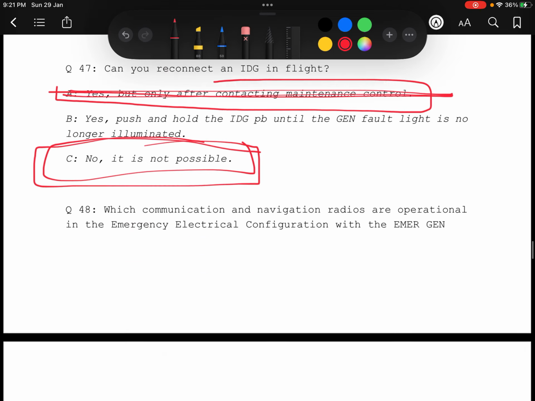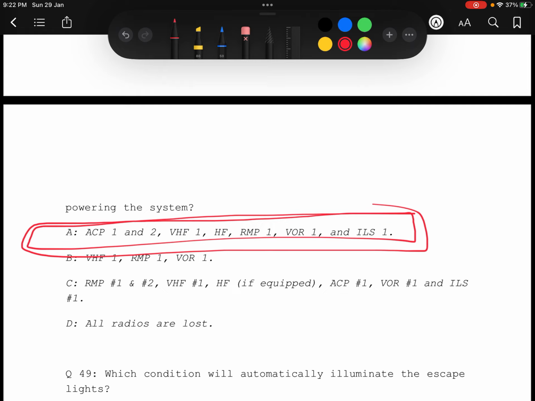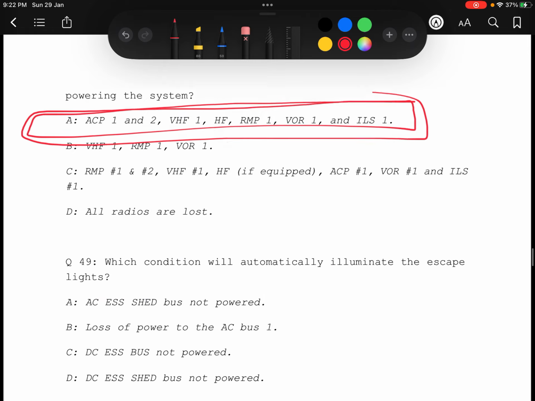48. Which communication and navigation radios are operational in the emergency electrical configuration with the emergency generator powering the system? Okay, only ACP1, RMP1, VHF1, HF if equipped. No, HF will be available, and there will be ILS 1 available. Only captain side instruments will be available. These are all the equipment which will be available, right? So you can go to the same QRH page again and you will be able to figure it out.